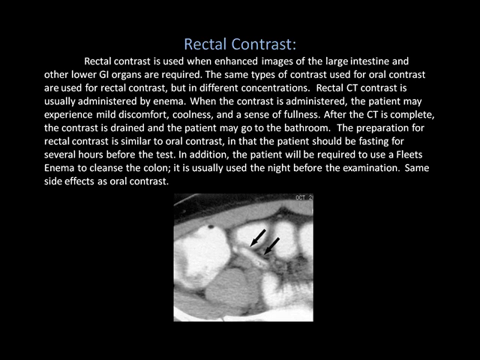When the contrast is administered, the patient may experience mild discomfort, coolness, and a sense of fullness. After the CT is complete, the contrast is drained and the patient may go to the bathroom. The preparation for rectal contrast is similar to oral contrast in that the patient should be fasting for several hours before the test. In addition, the patient will be required to use a Fleet's enema to cleanse the colon. It's usually used the night before the examination, and you have the same side effects as the oral contrast.